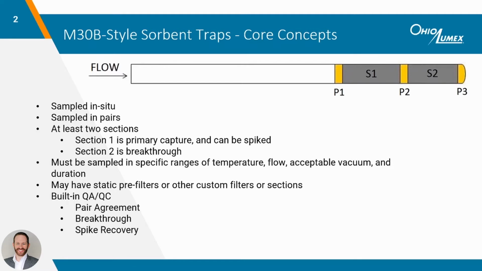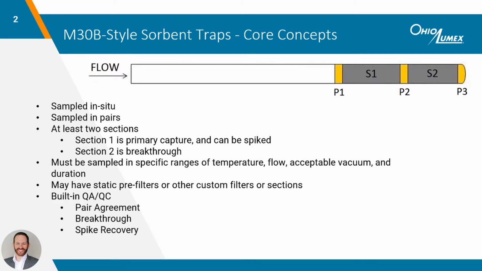Similarly, a good breakthrough measurement is one where on any individual trap, the ratio of analyte mass collected on Section 2 to analyte mass collected on Section 1 is very low, or below a defined threshold. Finally, spike recovery is a measurement of how much of a pre-spiked mass has been recovered from Section 1 of a sorbent trap. It is used to verify the performance of the combined sampling and analysis of the test method, as defined in Section 13 of Method 30B. Spiked traps should be sampled alongside an unspiked trap in order to perform the spike recovery calculation according to method.